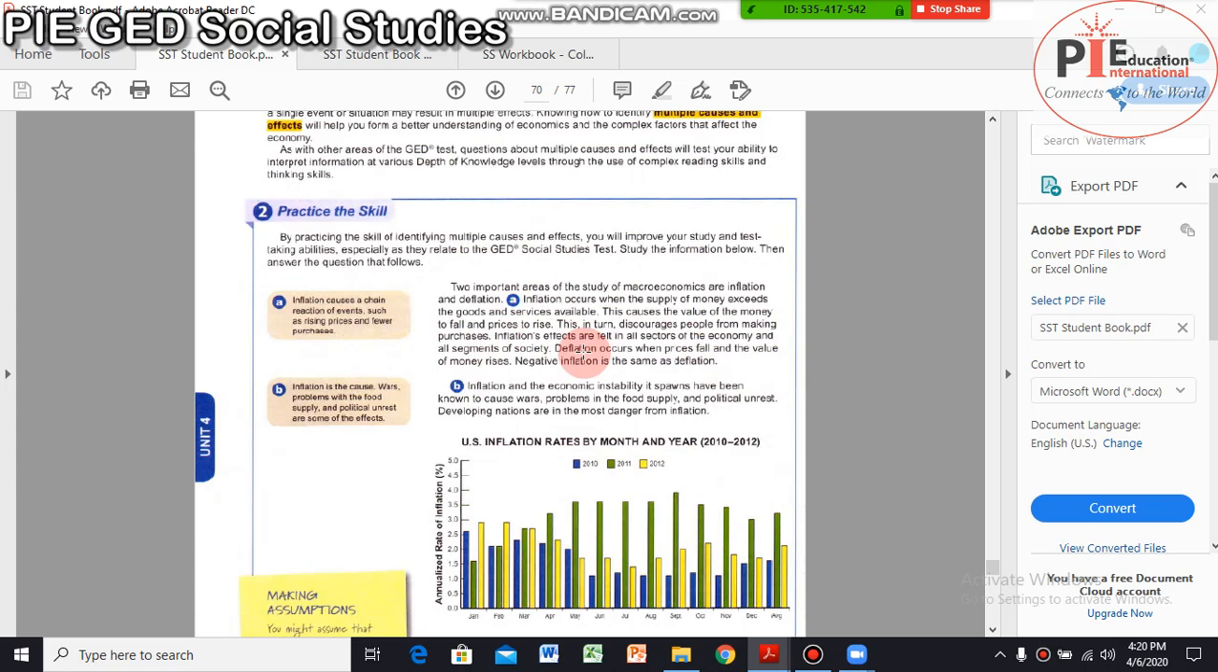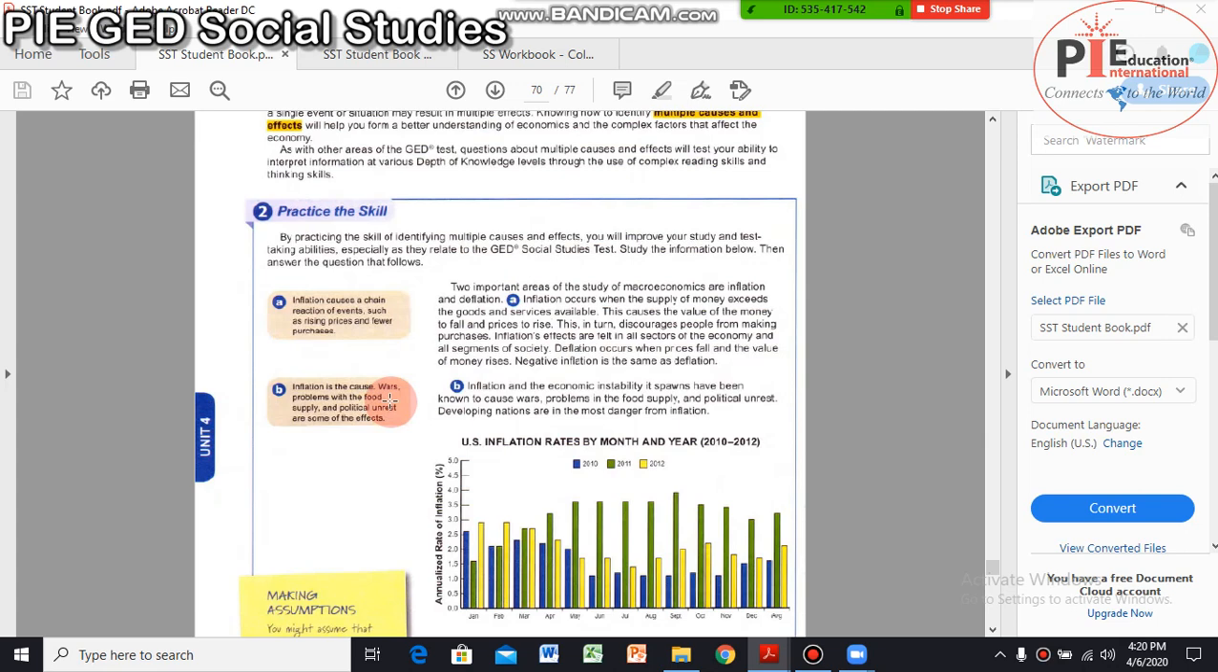Deflation occurs when prices fall and the value of money rises. So deflation is exactly the opposite. It's when the prices of goods and services fall down, and the value of money is actually increasing. Negative inflation is actually the same as deflation. Deflation is basically the same as negative inflation.